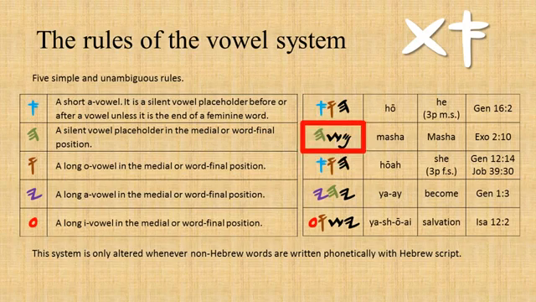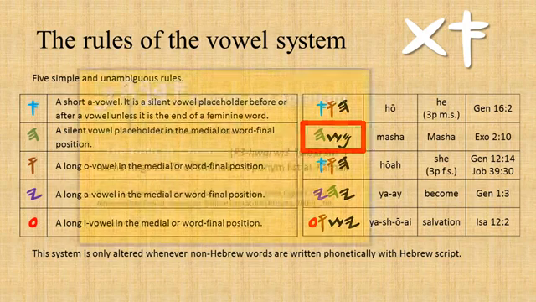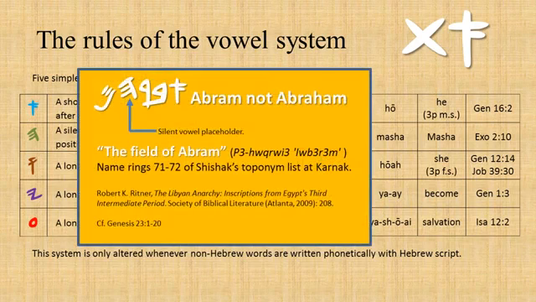The next letter ha is always a silent vowel placeholder unless it is the first letter of a word. This letter is the last letter in Masha's name, but the vowel heard at the end of Masha's name is the inherent A vowel of the letter Shah, and the ha is silent. Another example of this is when God changed Abram's name in Genesis 17:5. He changed his name, but not the way it is pronounced.